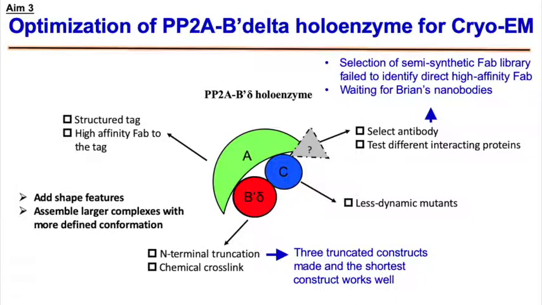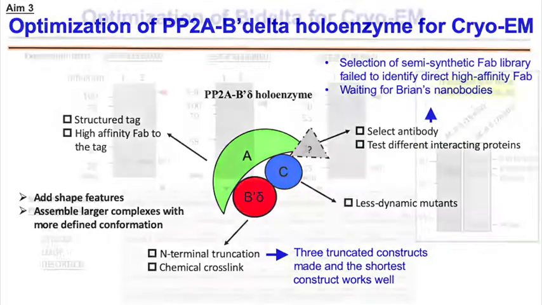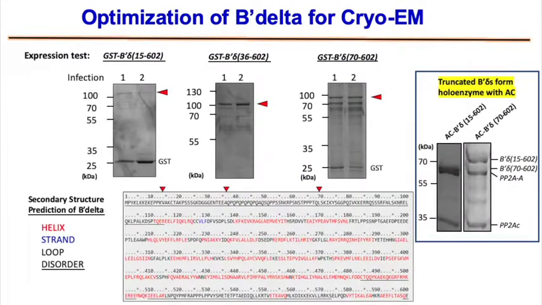By doing that, for example, we did select antibodies from a semi-synthetic Fab library, but we failed to identify a high binding affinity Fab that directly binds to the whole enzyme, while we're waiting for Brian's nanobody. So hopefully we can get more information from there. For the N-termini, we do have 3 truncated constructs. The shortest construct appears to work well. And here's the data. But by secondary structure prediction, the N-termini are largely disordered.